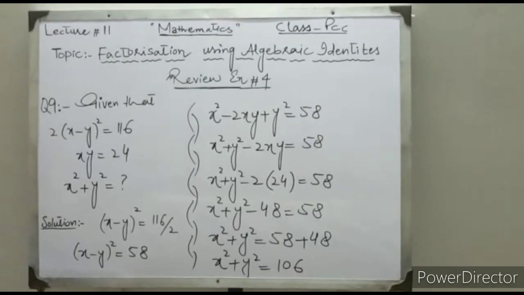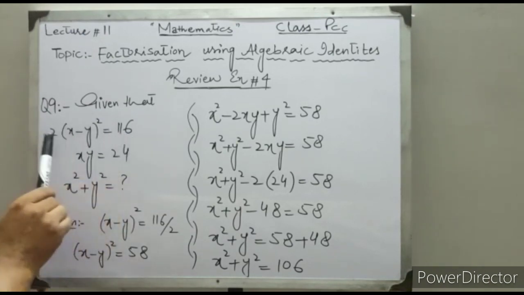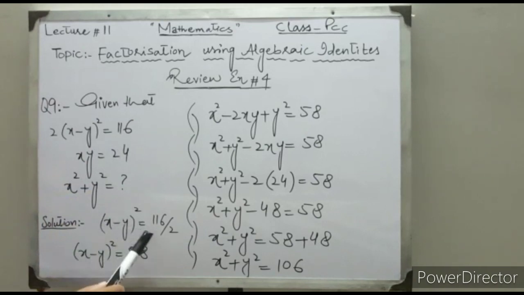Now students, question number 9. In question number 9 we are given 2 into x minus y whole square is equal to 116, xy is equal to 24, and we have to find the value of x square plus y square. Students, you can see 2 is multiplied by this factor x minus y whole square. When we transfer this 2 to the other side, it will divide. So we may write it as 116 divided by 2. So it will become 58.